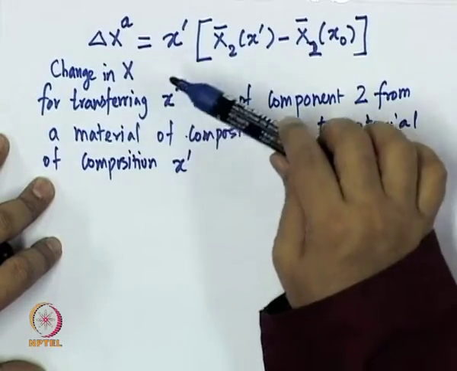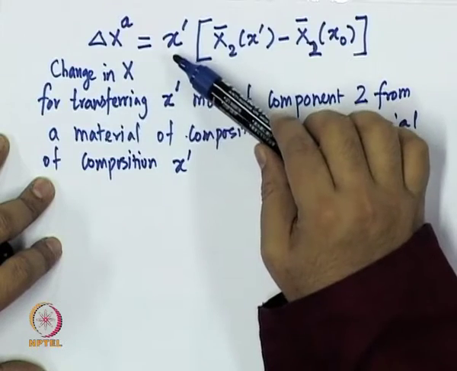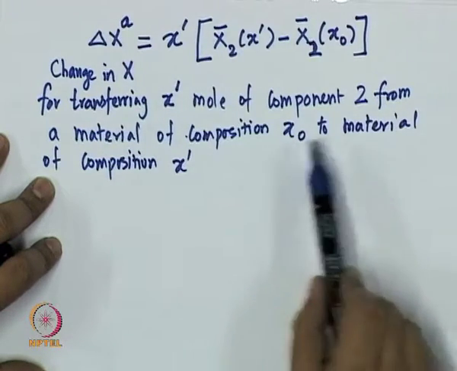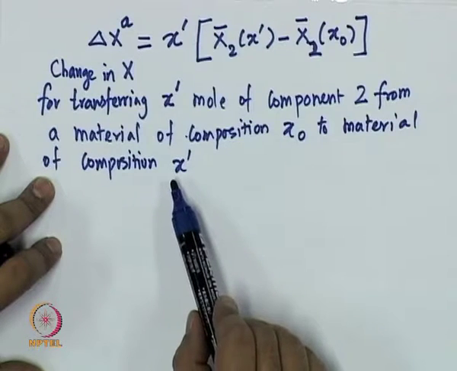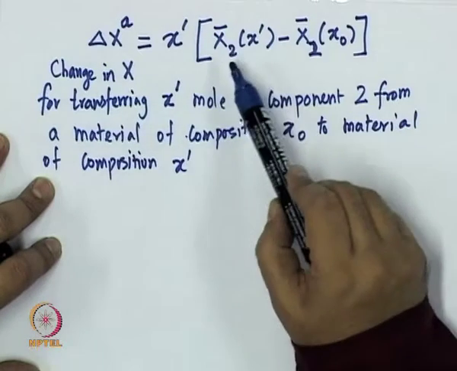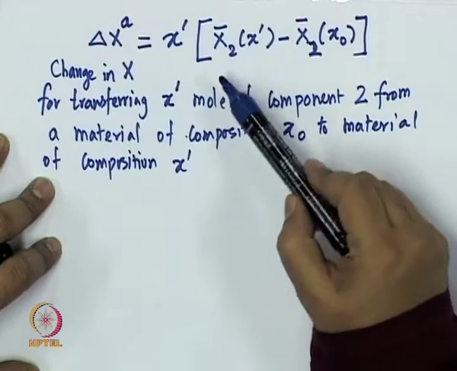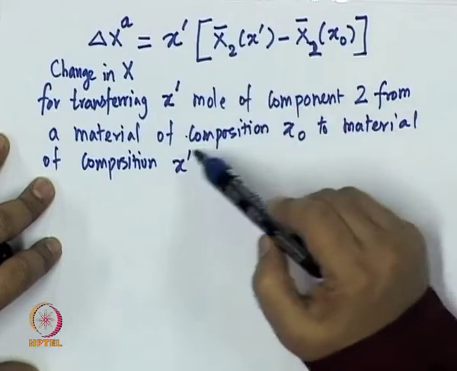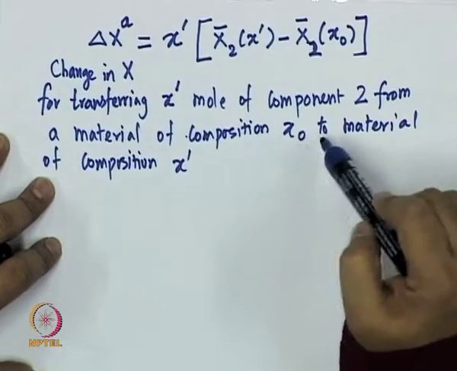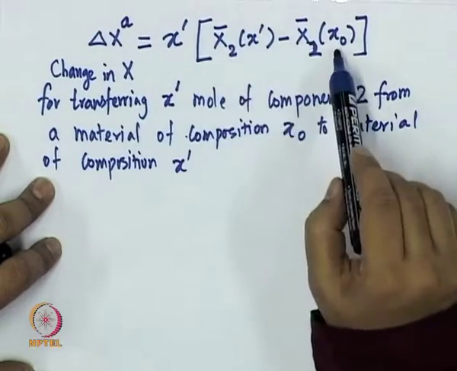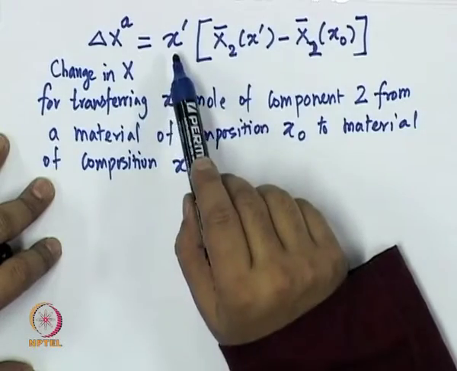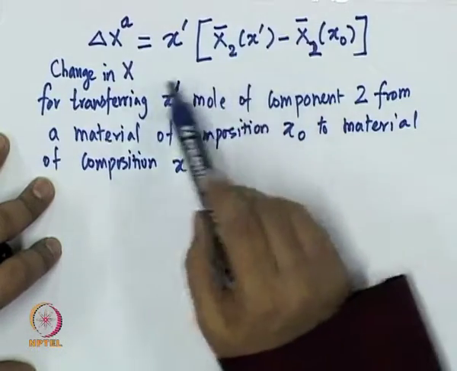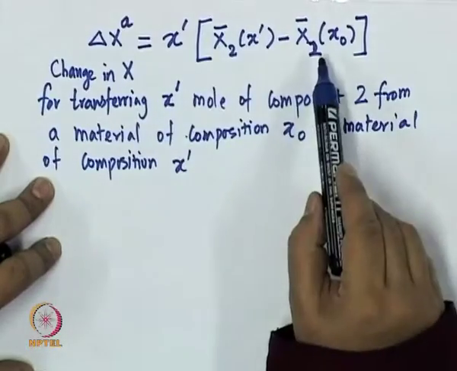When I am trying to take x prime mole from a material of composition x naught, and I add it to a material of composition x prime, the free energy change per atom associated with transferring the B atom is actually given by this quantity. So, the difference is multiplied by the total number of atoms that you are transferring. That will be the free energy change associated with that.